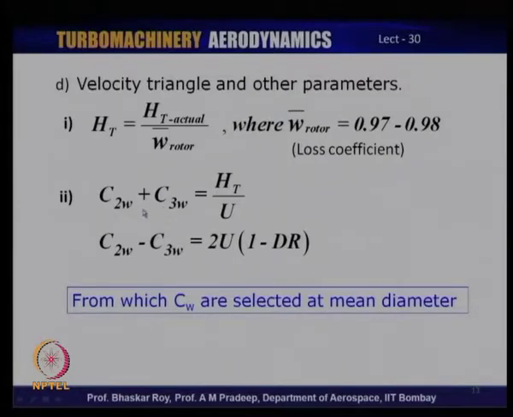So, the whirl components C2W plus C3W, as we know, give us, from Euler's equation, the work done in that particular turbine rotor. And then of course, we have the degree of reaction definition, which is also in terms of the whirl components C2W and C3W. If we solve these two equations, we get the values of CW at stations 2 and 3 at mean diameter. So, this allows us to figure out all the aerothermodynamic parameters at the mean diameter.